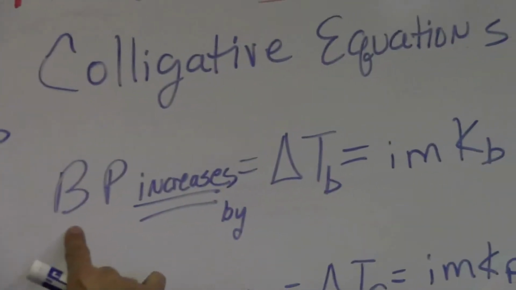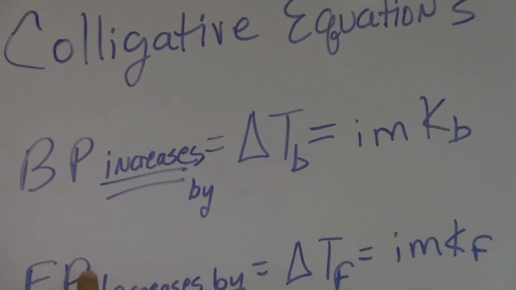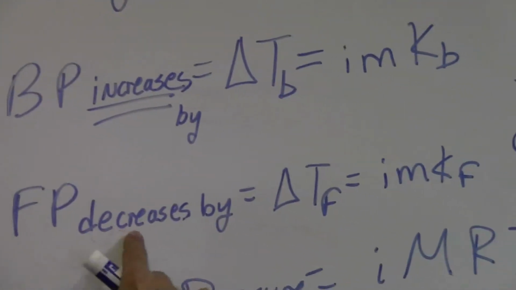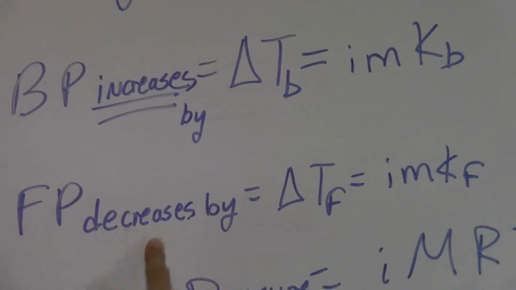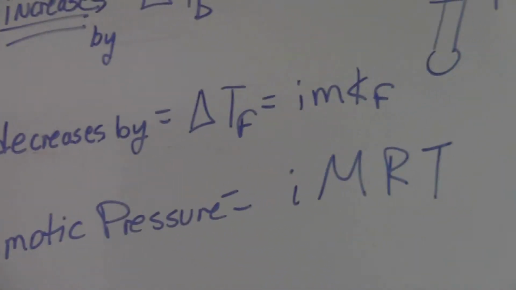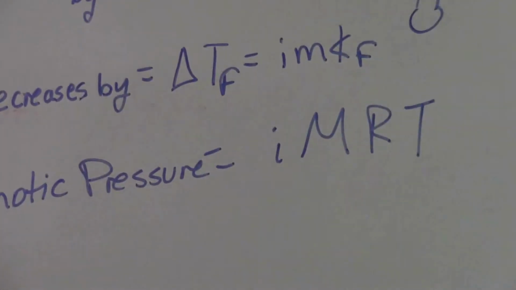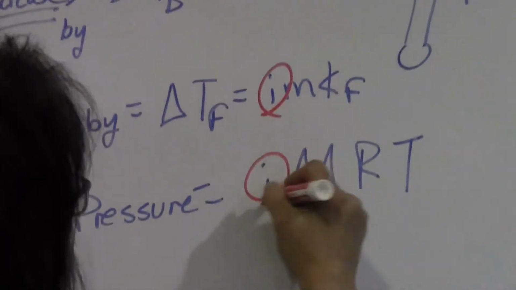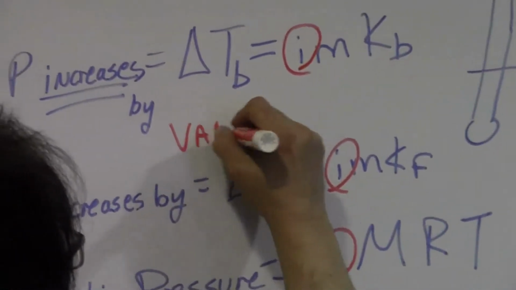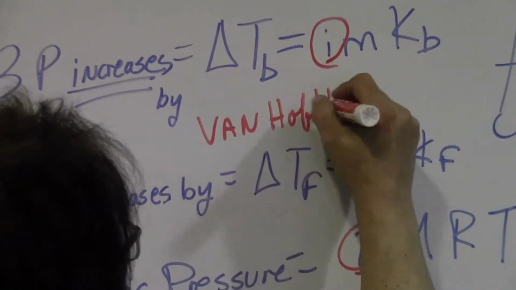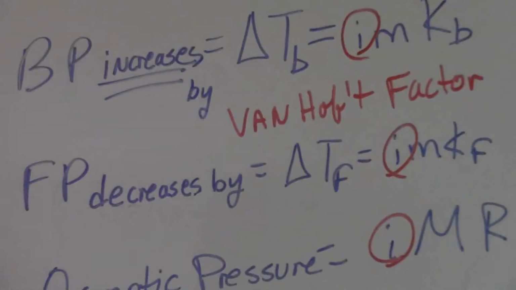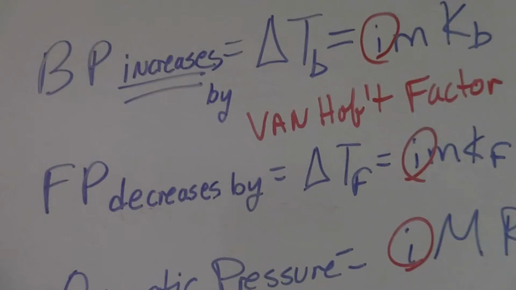Now I want you to look at the formulas for boiling point increase, freezing point depression, and osmotic pressure. And if you look at them, you'll notice all three of them have something in common. They all have the Van't Hoff factor, which we just studied in the previous video. So if you skipped that, go back and watch it.